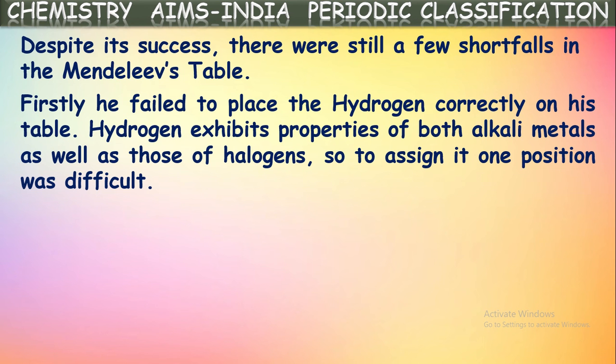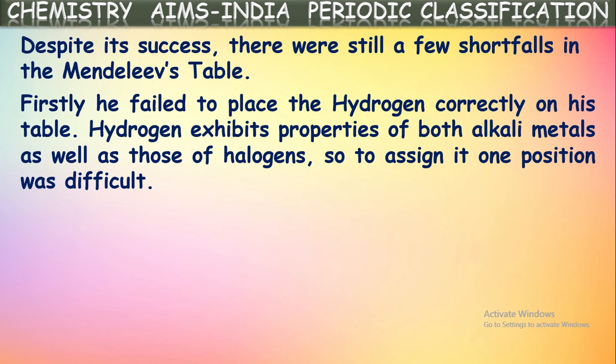The main one is, firstly, he failed to place hydrogen correctly in his periodic table, because hydrogen exhibits properties similar to those of alkali metals as well as those of halogens. Alkali metals are the elements present in the first column like lithium, potassium, rubidium, cesium, francium. Hydrogen exhibits certain properties similar to these elements. So he expected one place for hydrogen in this column, and the same hydrogen exhibits certain properties similar to those of halogens, the seventh column elements. They are fluorine, chlorine, bromine, iodine, astatine. So he expected one place in this column also. In this way, he was confused about giving the exact position for hydrogen in his table.